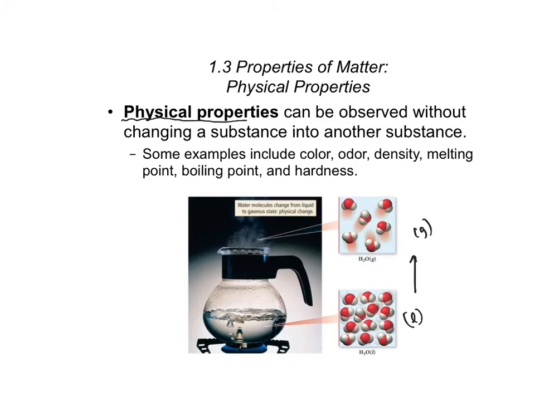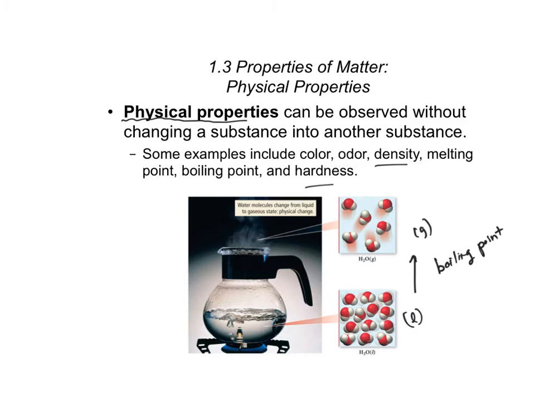Again, if we're going from a liquid to a gas, what is this called? This is boiling, and the property is boiling point, right? Again, it's something that you observe without actually changing the component or the chemical substance of the thing. There are a lot of other physical properties. So another one would be melting point. Melting point is just going from a solid to a liquid. Others are things like density, hardness, color, and odor, okay? Again, these are things that are observed without actually changing the substance into another substance.